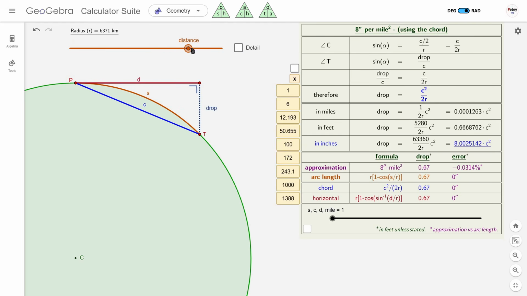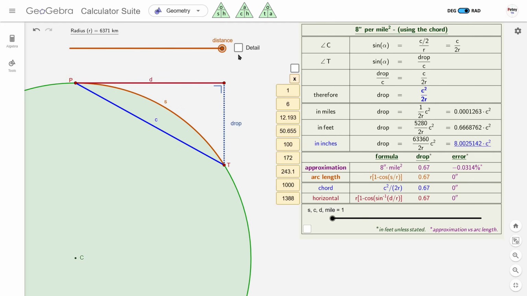In the last video, I looked at deriving the exact drop formulas for the arc and horizontal distances. In this video, I'll do the same for the chord length, and by doing this, we'll easily see where the 8 inches per mile squared rule comes from. We still have the observer position P and the target T, and you can see that these points are now also separated by a chord with some length C.